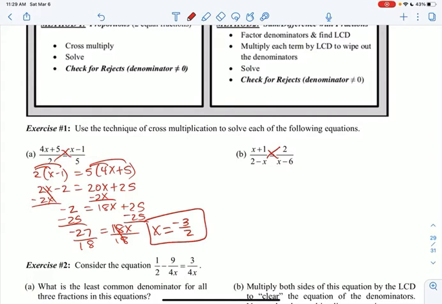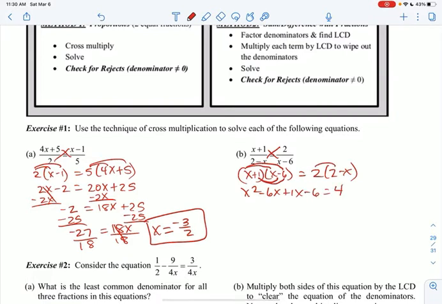Now, this one is a little bit harder when I'm cross multiplying. x plus 1 times x minus 6, that's one side, and 2 times 2 minus x is the other side. All right, so now I'm actually foiling this. x times x is x squared. x times negative 6 is negative 6x, 1 times x is 1x, 1 times negative 6 is negative 6. Distributing 2 times 2 is 4, 2 times negative x is negative 2x. Now I'm going to combine these like terms, and that's going to give me negative 5x minus 6.